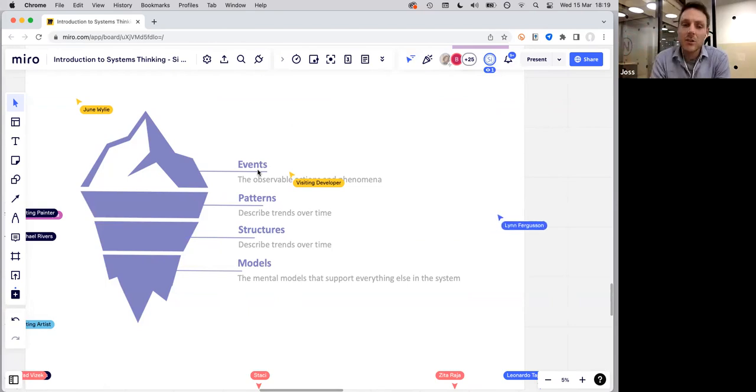But that's a lot of where traditional approaches to management and policy making lie. The real systemic stuff is down at the bottom, thinking about the underlying structures that support that. And then, as we've talked a lot about today, these mental models. The idea is that if you change those mental models, that's the highest leverage point for changing systems.